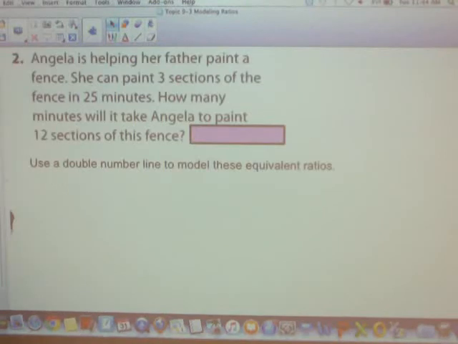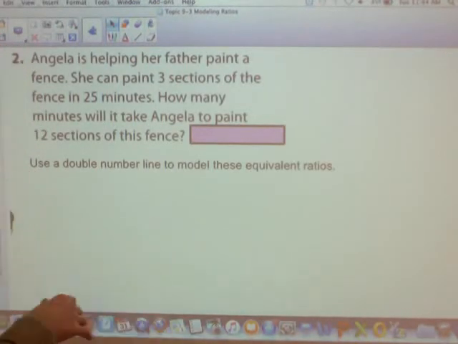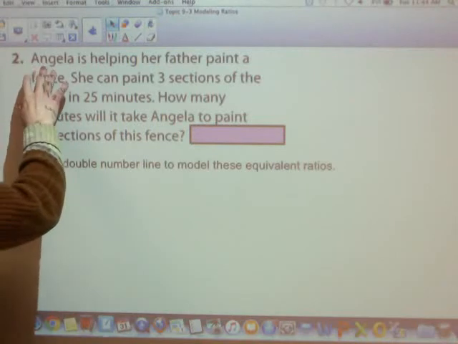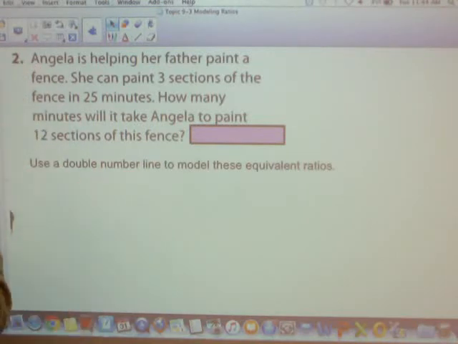All right, let's look at this problem that Angela has. Angela, see if you can pause the video and solve this problem, and then we'll go over it.